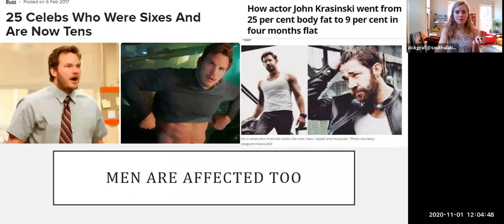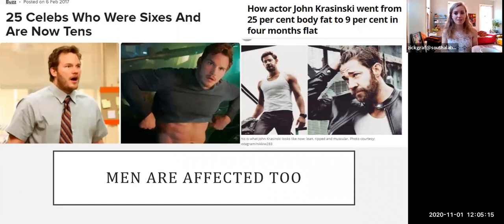We've talked about women's body beauty image standards and body archetypes, but this definitely affects men too. Chris Pratt and John Krasinski are just two examples of male actors who've gotten a lot of attention in recent years for losing a lot of weight really quickly. This is kind of just an example of the tone that's taken around their weight loss. The Chris Pratt one in particular is just so egregious.